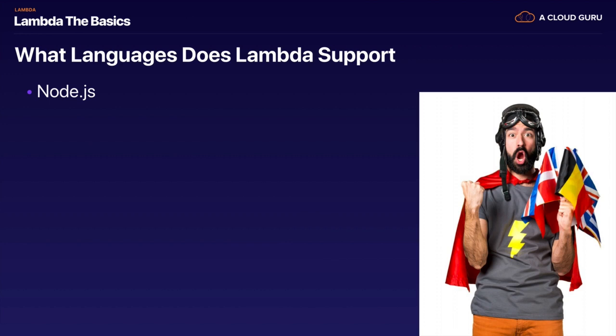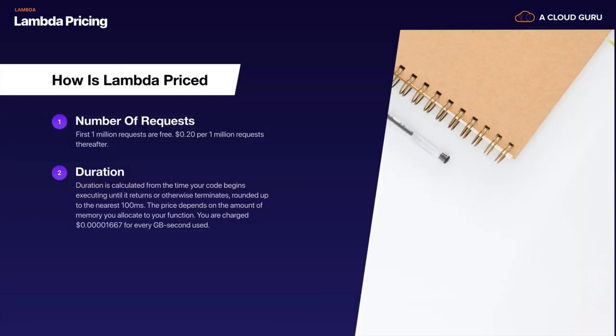Well, it supports Node.js, Java, Python, C#, Go, and it also supports PowerShell. And in terms of how Lambda is priced, it's priced on two different things. It's priced on the number of requests. The first 1 million requests are free, and then you're only paying 20 cents per 1 million requests thereafter.